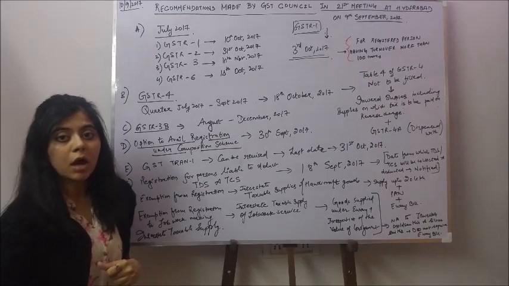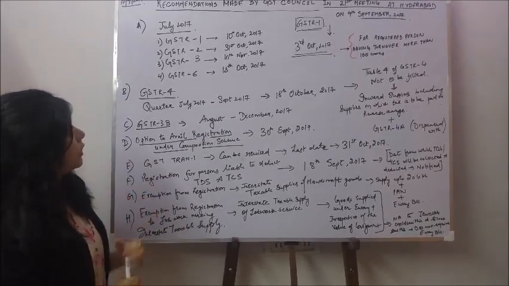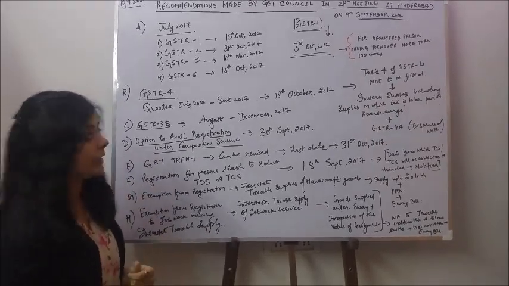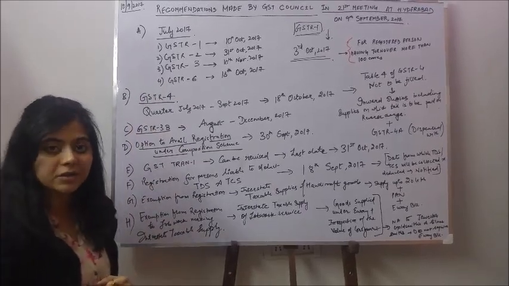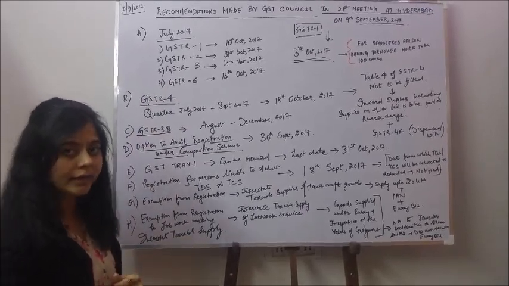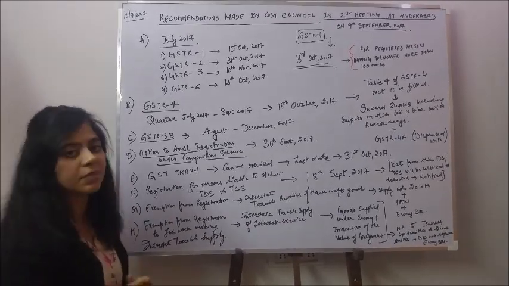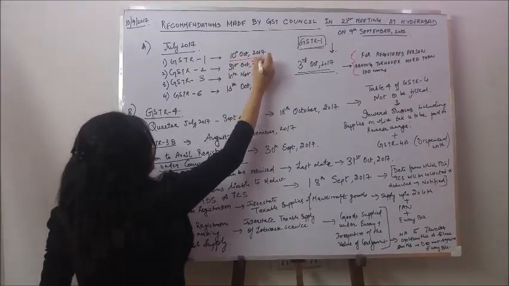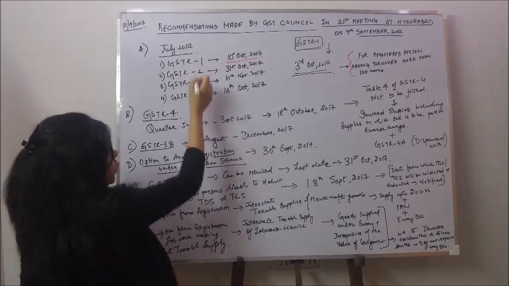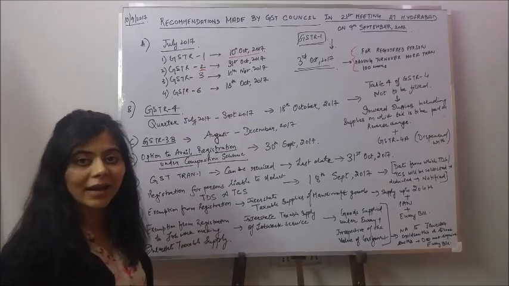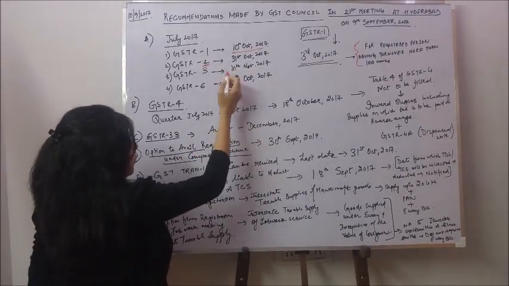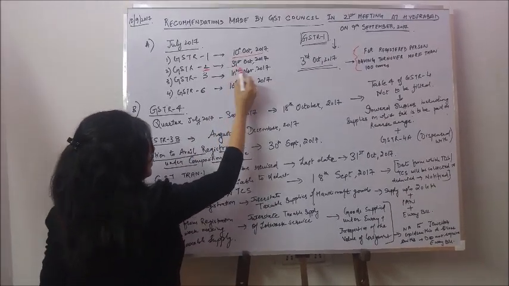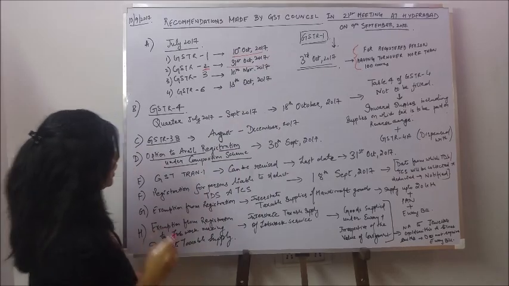Basically, the returns for the month of July 2017 have been extended again. GSTR 1, as you all know, is for the outward supplies return. In simple terms, we call it sales return. The due date has been extended to 10th October 2017. GSTR 2, which is the inward supplies details, has its due date extended to 31st October 2017.